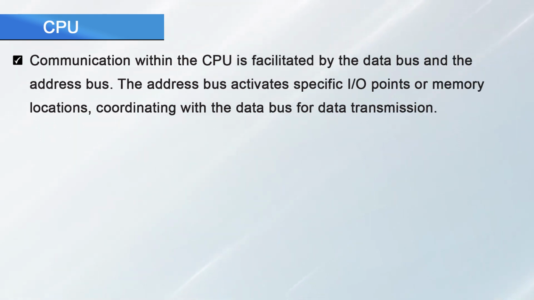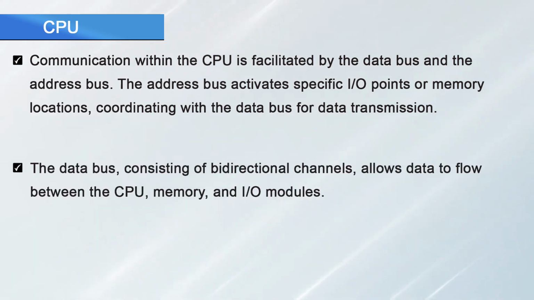The communication with the CPU is facilitated by the data bus and the address bus. The address bus activates specific input-output points or memory locations, which coordinate with the data bus for the data transmission. The microprocessor selects an address which is decoded to choose the appropriate input-output point or specific location for the data transfer operation. The data bus consists of bidirectional channels, which allow the data to flow between the CPU, memory and the input-output modules.